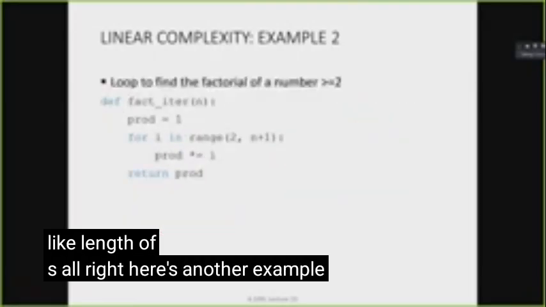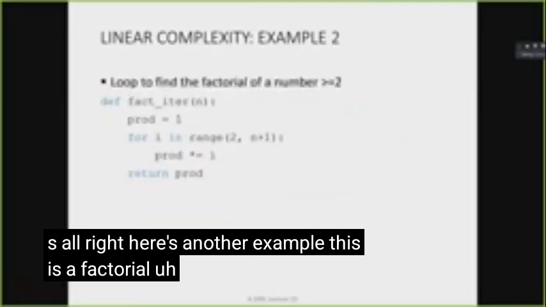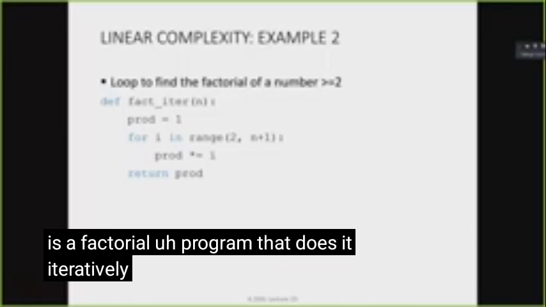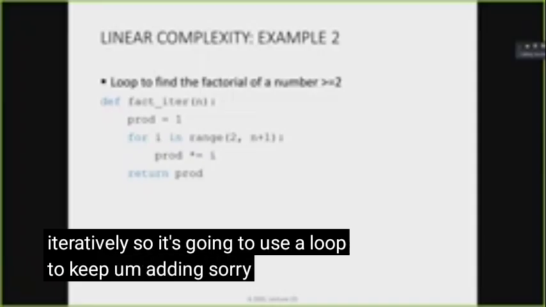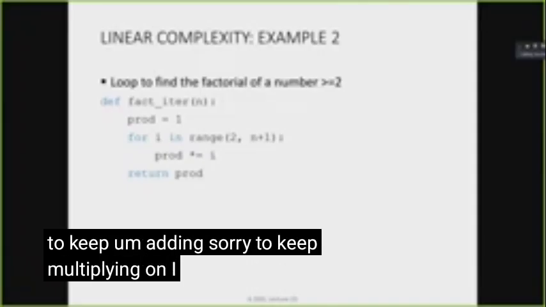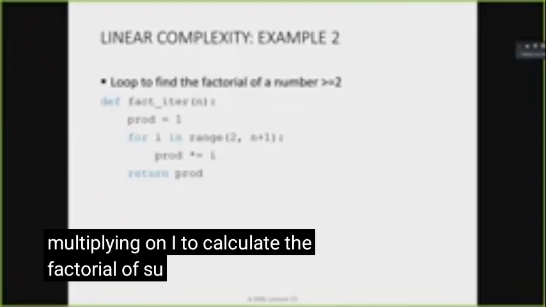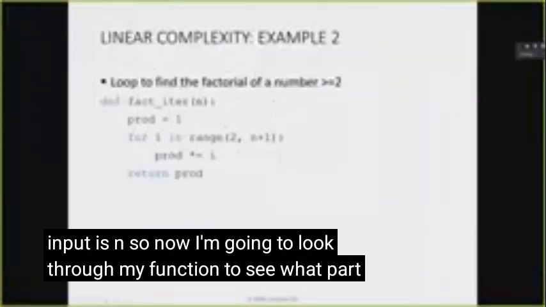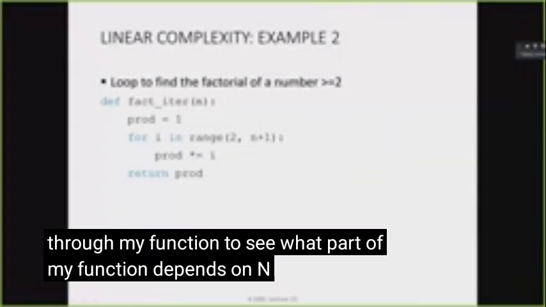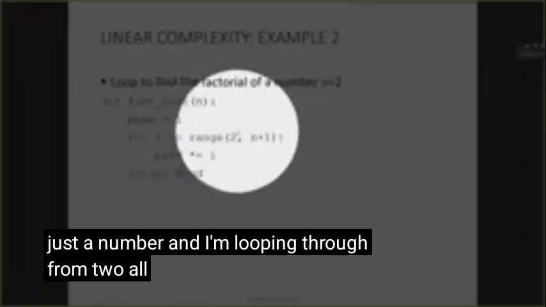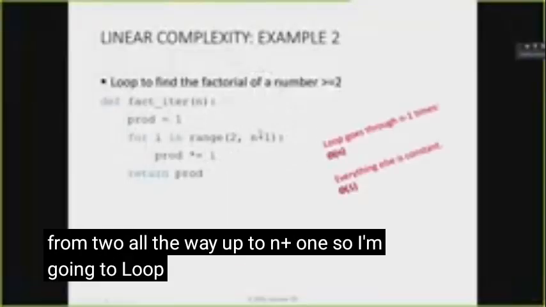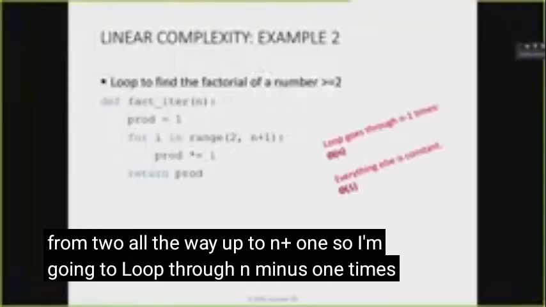All right, here's another example. This is a factorial program that does it iteratively. So it's going to use a loop to keep multiplying on i to calculate the factorial of some n. So in this case, my input is n. Now I'm going to look through my function to see what part of my function depends on n. Here n is just a number, and I'm looping from 2 all the way up to n plus 1. So I'm going to loop through n minus 1 times overall.